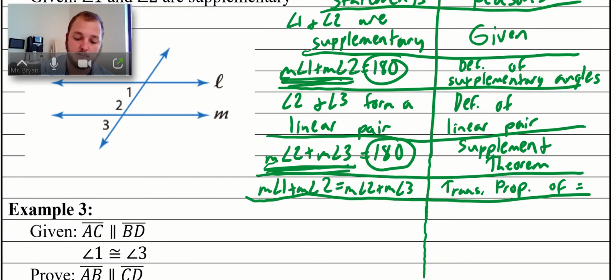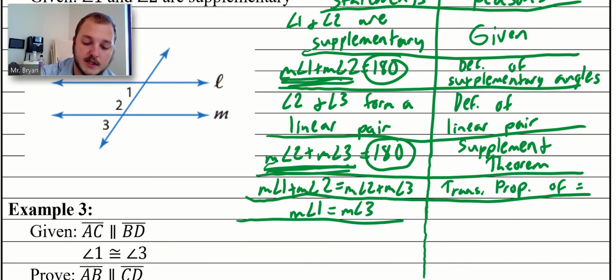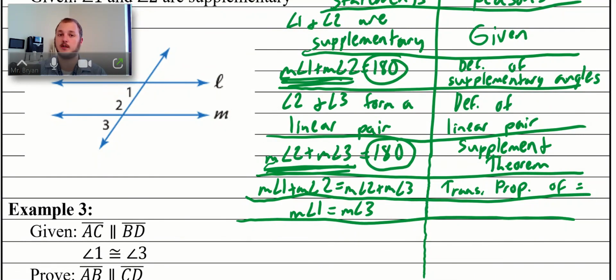So if I subtract measure of angle 2 from both sides, on the left side I would be left with measure of angle 1, and on the right side I would be left with measure of angle 3. And the question is, how did we get here? Well, the reason we know that is because of the subtraction property. I subtracted something from both sides. We could throw in a step in the middle there and say that measure of angle 2 is equal to itself, but I'm not going to worry about that right now, just so we can get through this proof a little bit quicker.